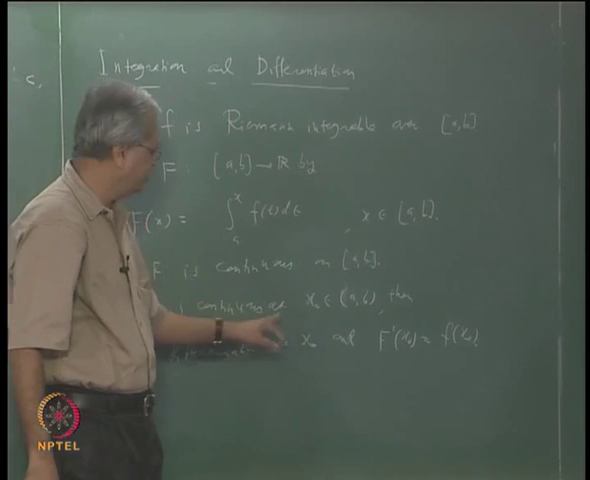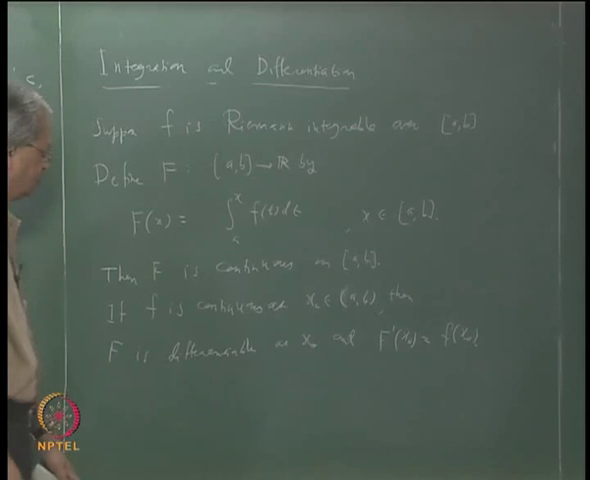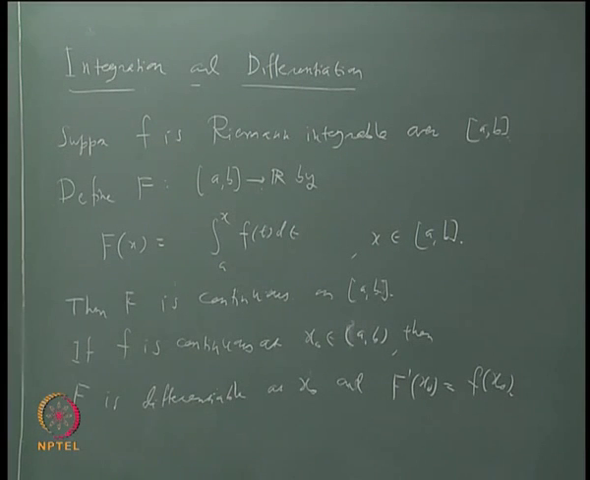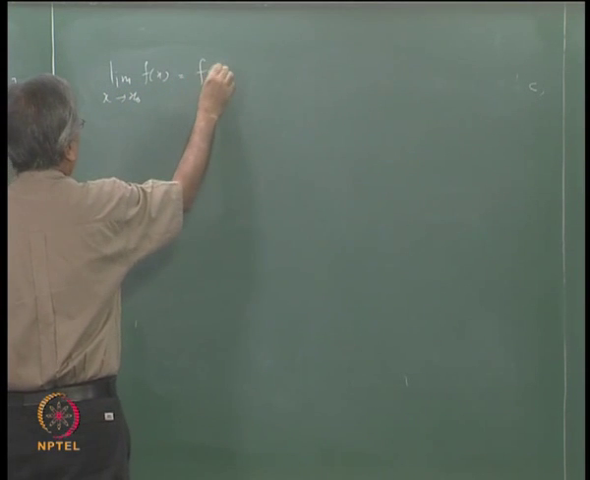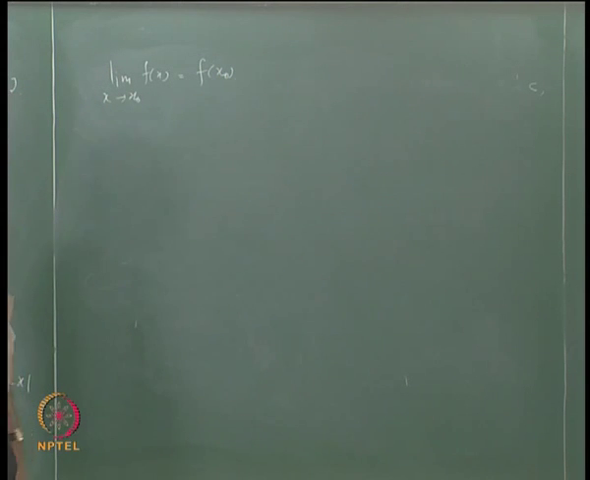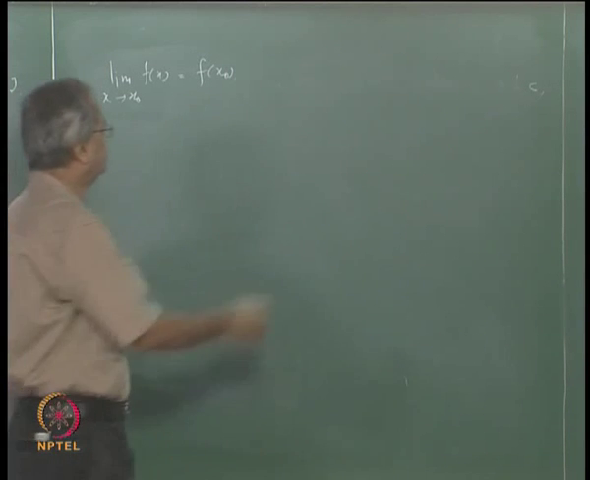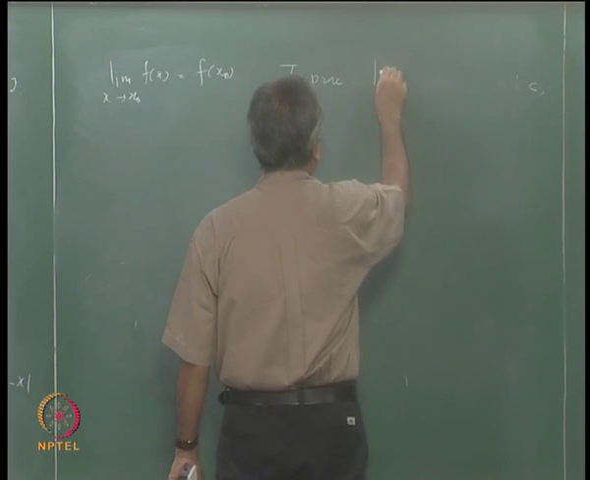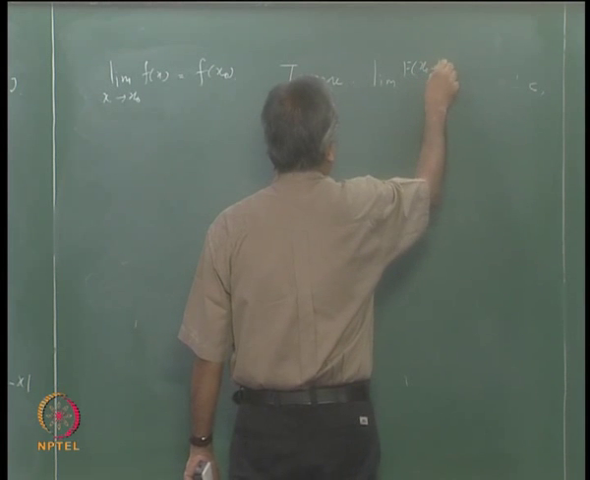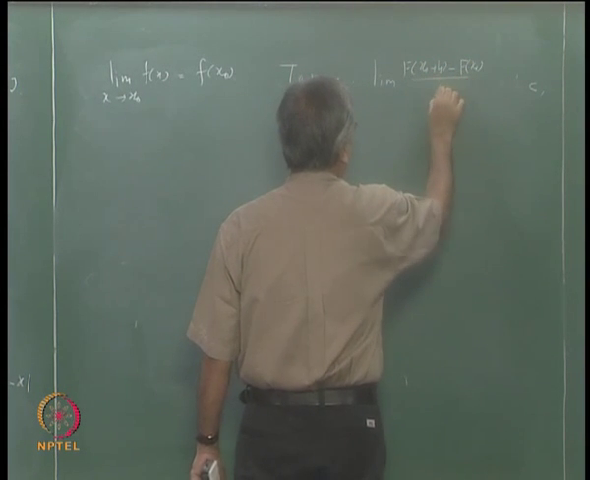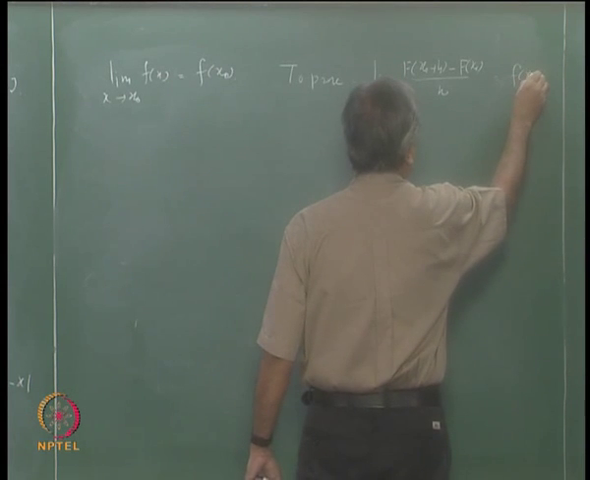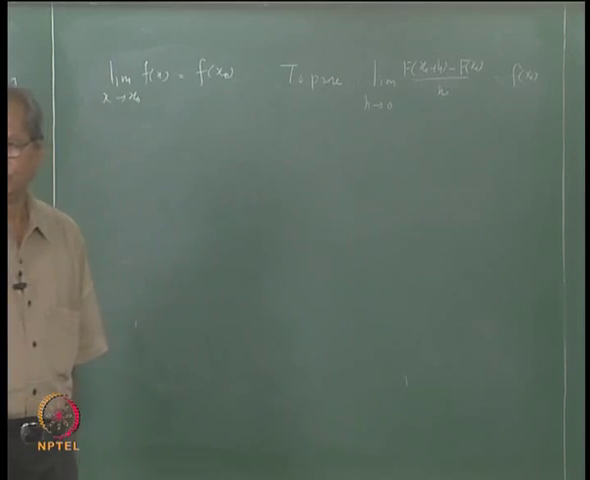Now what is the meaning of saying that small f is continuous at x naught? Let us use the epsilon delta definition of continuity. First of all, it means that the limit of f(x) as x tends to x naught is equal to f at x naught. And what we want to prove is this: the limit of big F at x naught plus h minus big F at x naught, divided by small h, as h tends to 0, exists and is equal to small f at x naught. This is what we want to prove.